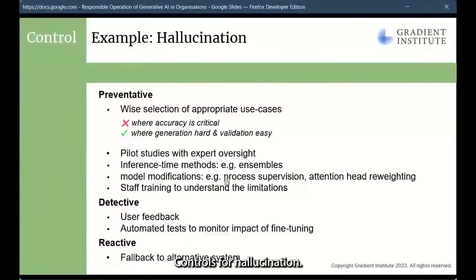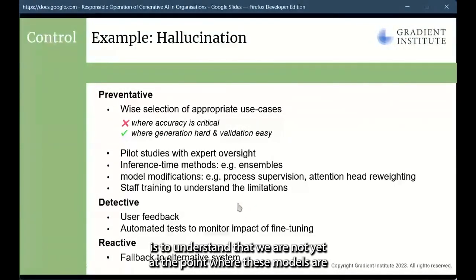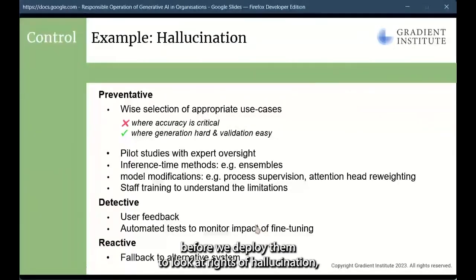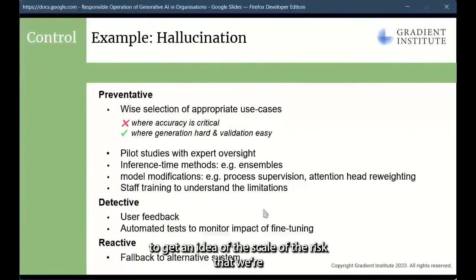Sorry, controls for hallucination. The first and most important one is to understand that we are not yet at the point where these models are reliable. This has a really important implication that we should simply not deploy them where accuracy is critical. The best place that we can use them is where generation of content is difficult, where we gain a lot of time from the drafting process, but where human validation is easy. We can do, of course, studies of our models before we deploy them to look at rates of hallucination to get an idea of the scale of the risk that we're looking at.